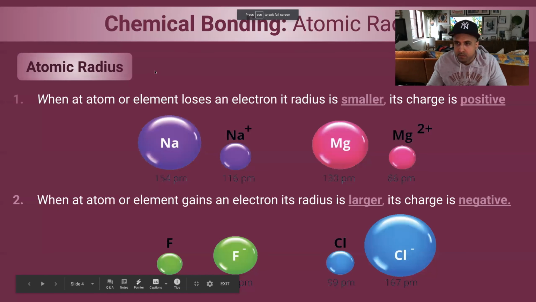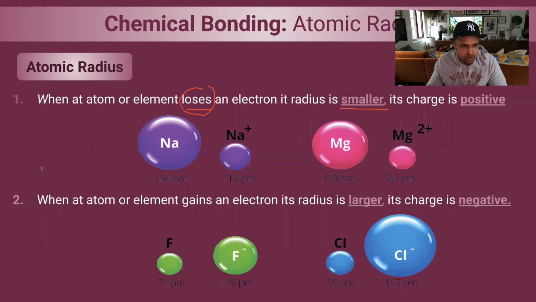This outcome is probably the one every student passes, because all you need to remember is that when you gain an electron, you're larger. When you lose an electron, you're smaller. That's pretty intuitive. Your brain should not have trouble understanding that. So again, lose an electron, you're smaller.